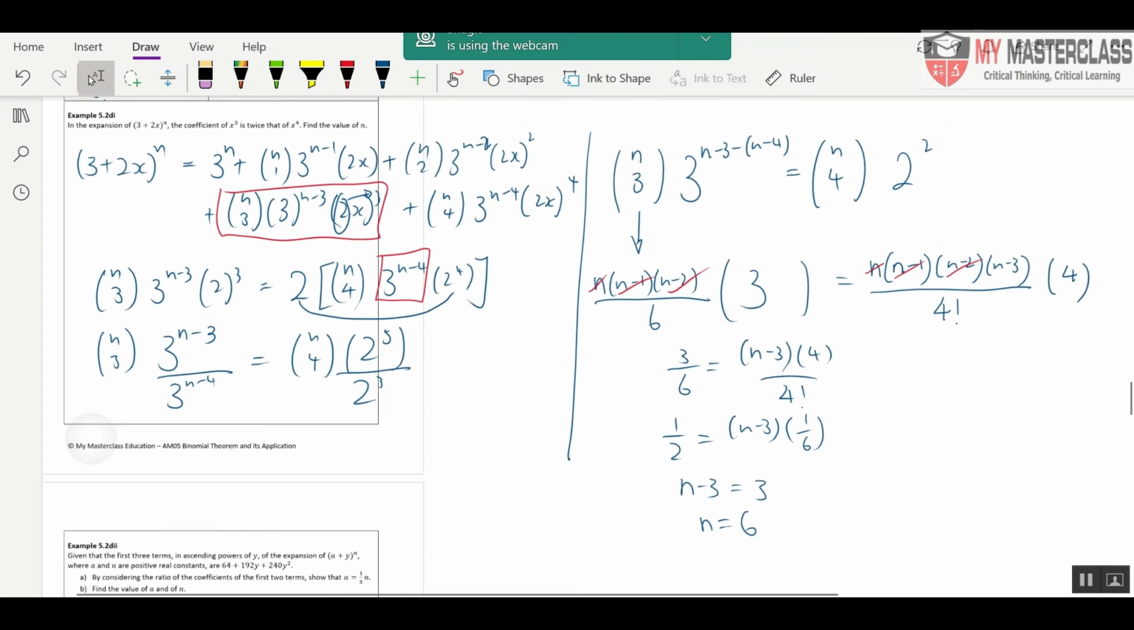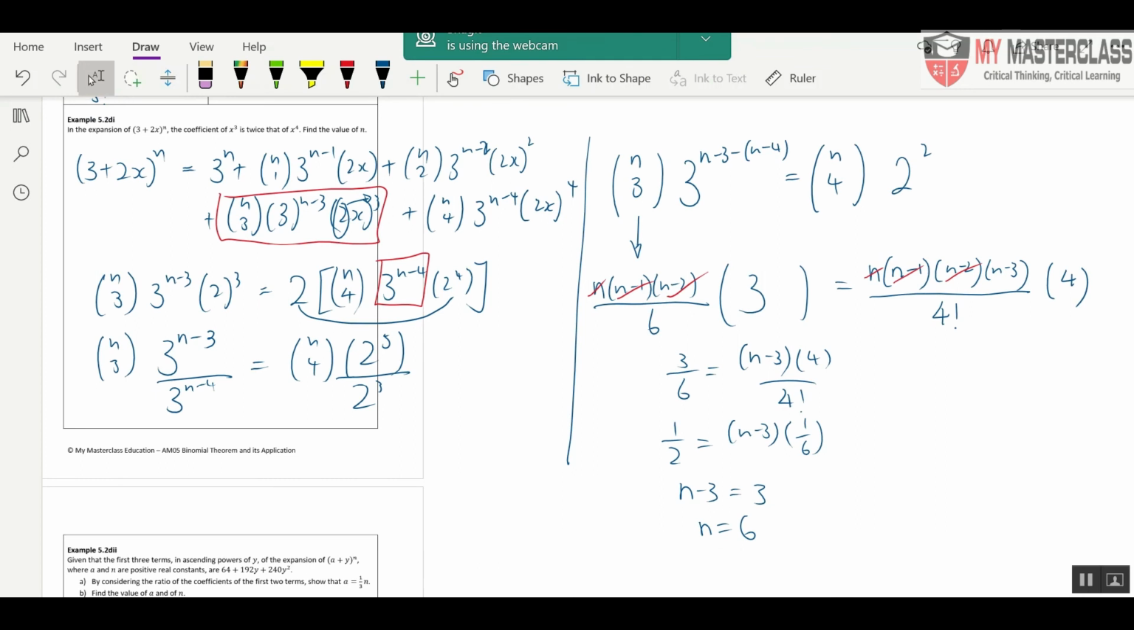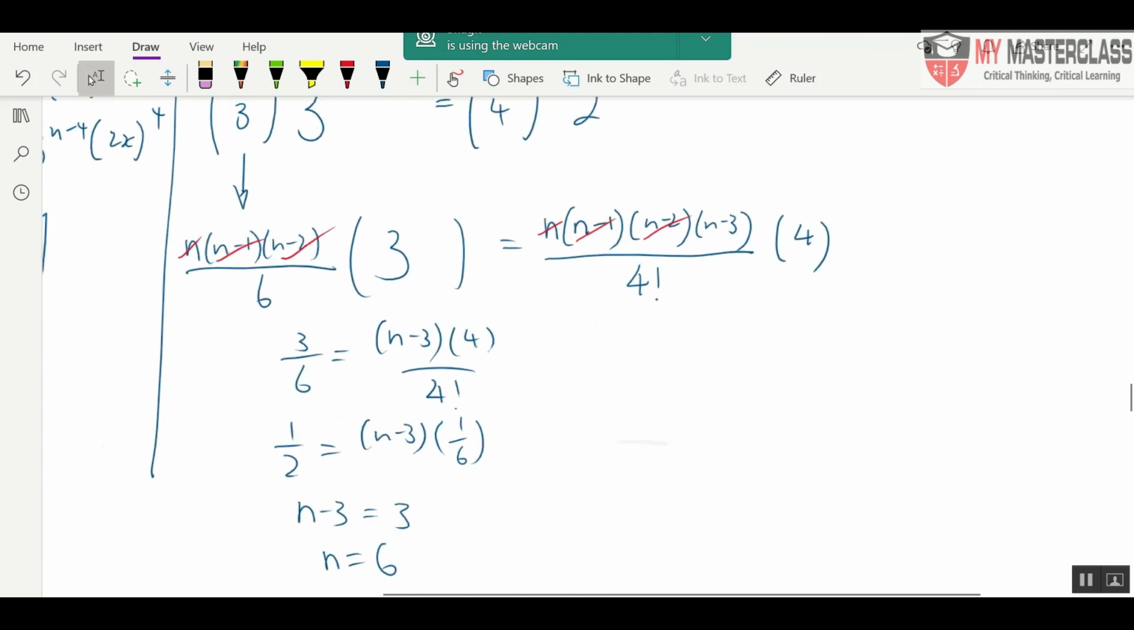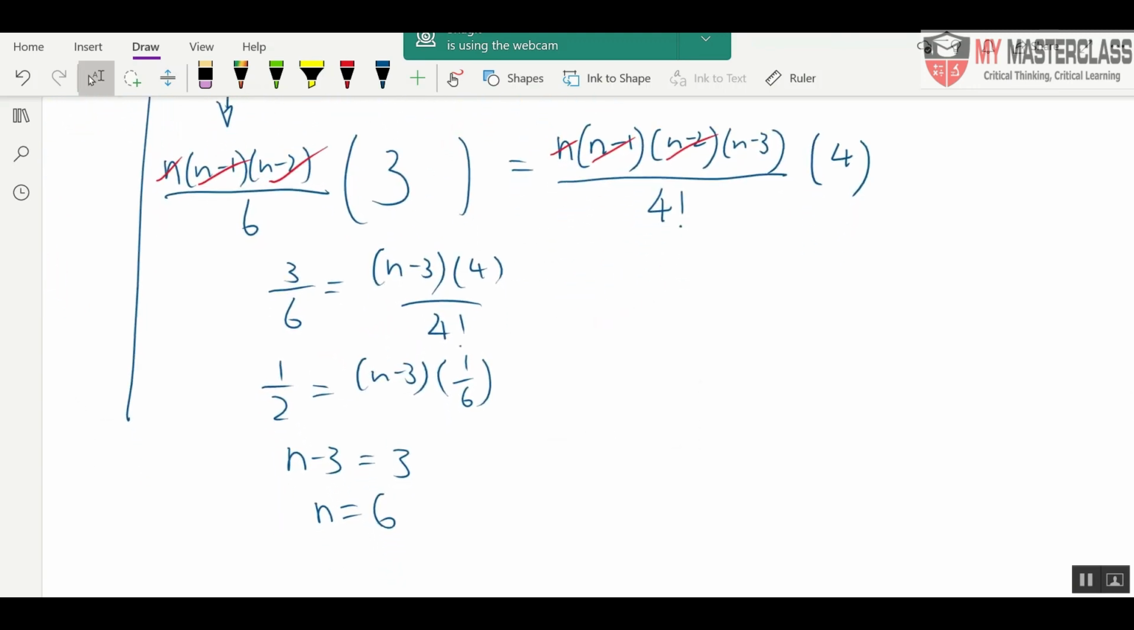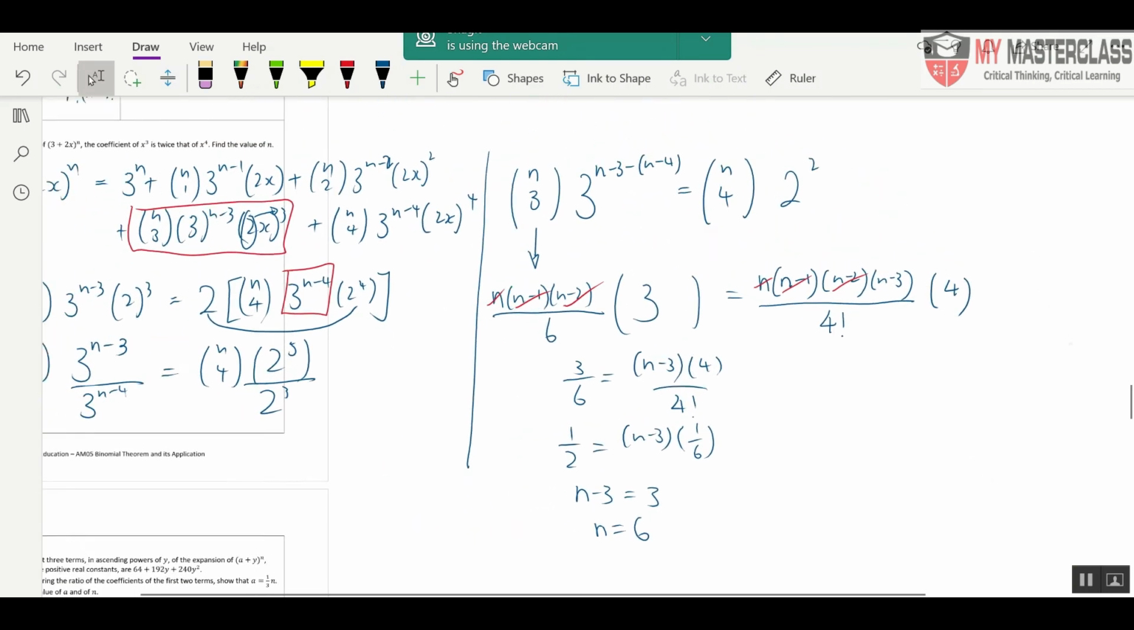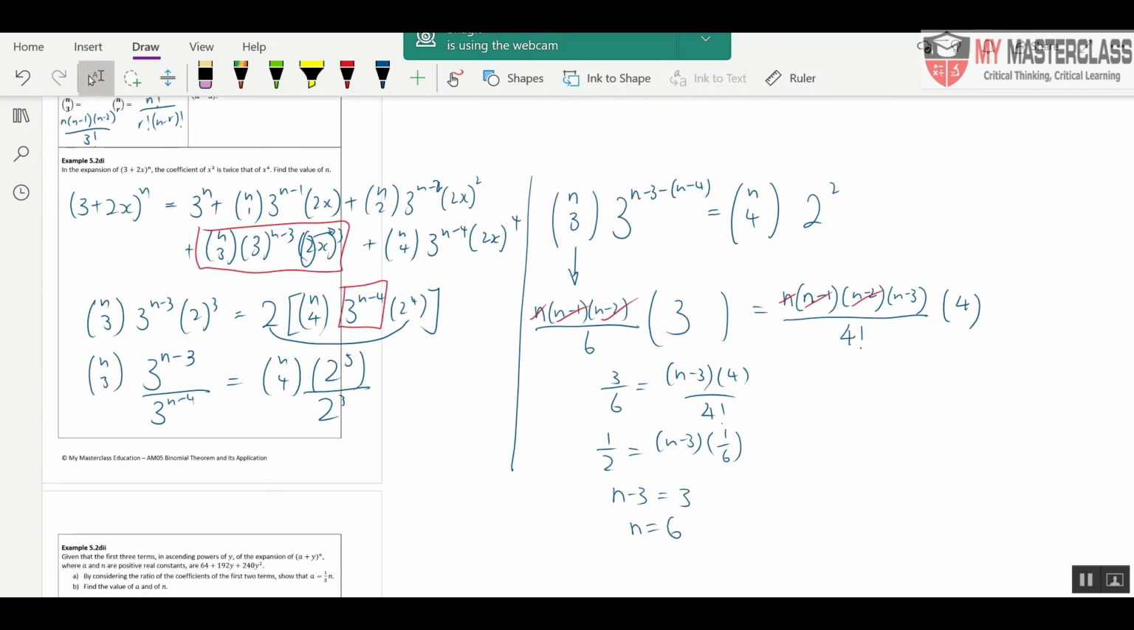So don't worry. What you need to know is what n choose 1 is, what n choose 2 is, what n choose 3 is, and maybe use the pattern to find out what n choose 4 is. The crucial thing is, whatever same thing is on the left side and on the right side, you can cancel it off. Try this example again to make sure you understand how to find your n.